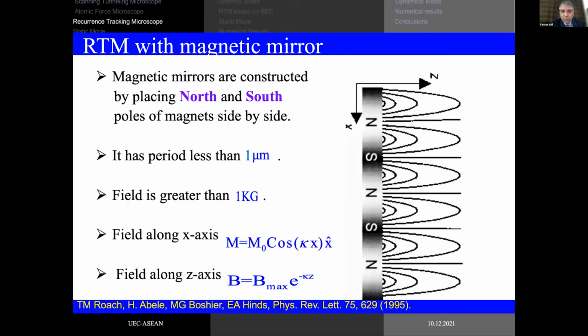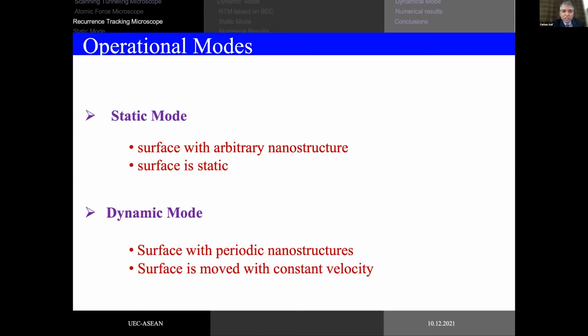The situation can also be built by using magnetic mirrors. So this is also a possibility, to replace the optical field by a magnetic field and let the atoms bounce back from the magnetic mirror. The suggested microscope works in static and dynamic mode. I'll present static mode and I will leave dynamic mode for questions, if there are any. So in static mode, the surface with the nanostructure is static. So we don't move the surface.